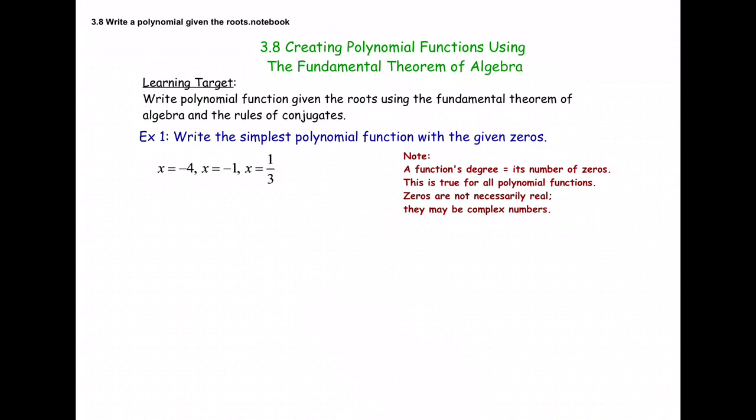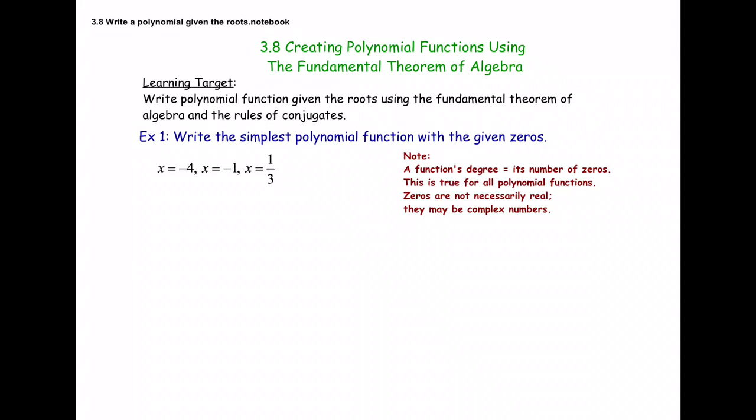So please take note, a function's degree equals its number of zeros. This is true for all polynomial functions. Zeros are not necessarily real. They may be complex numbers. So when we start, if we have x is equal to 4, we want to get all of these set equal to 0, so we're working with 3 factors.